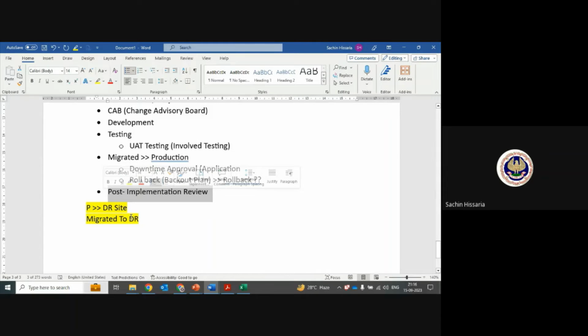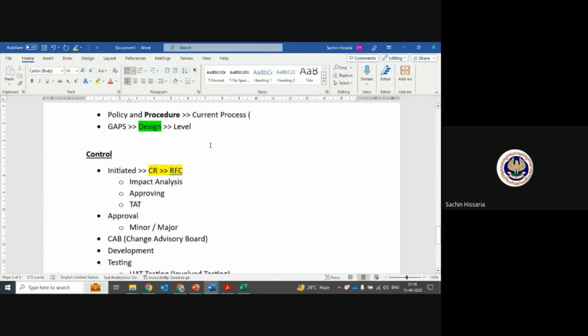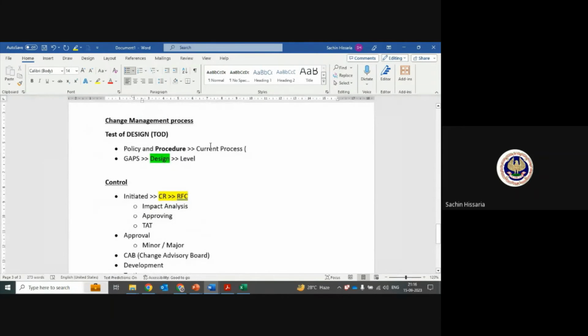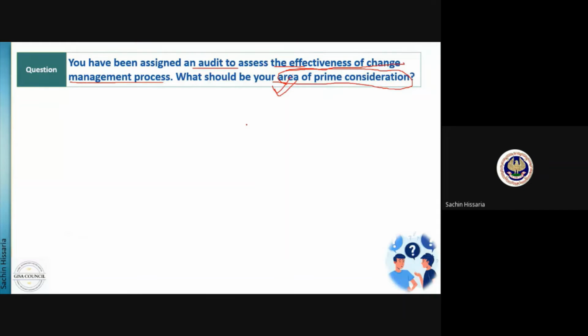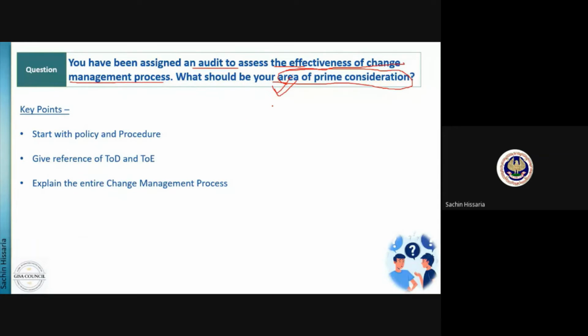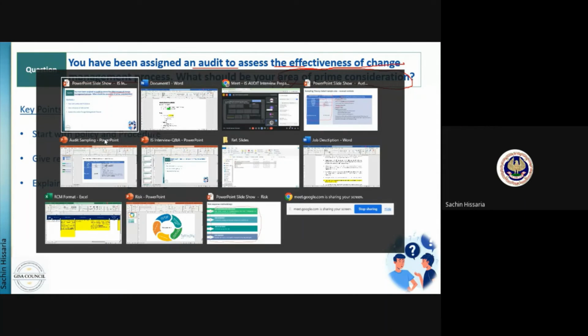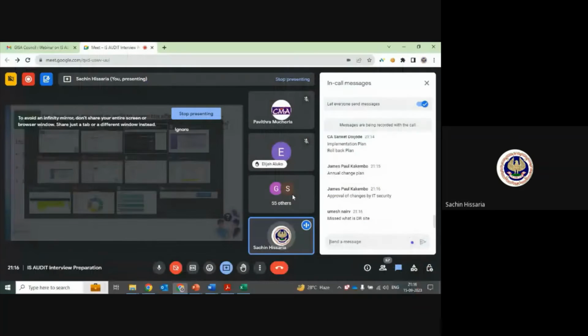So this is the entire change management process that we discussed. I hope it has given you much clarity on what you need to answer. I hope this is clear to you guys.